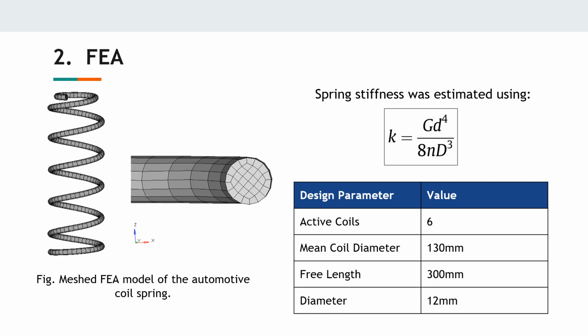The target stiffness of the automotive coil spring was varied from 14 to 32 Newton per millimeter, with 2 Newton per millimeter increments. The bar diameter of the automotive coil spring was varied in order to obtain the desired spring stiffness. The other geometrical parameters and material properties of the automotive coil spring were fixed because varying these parameters will affect the working space of the vehicle suspension system.